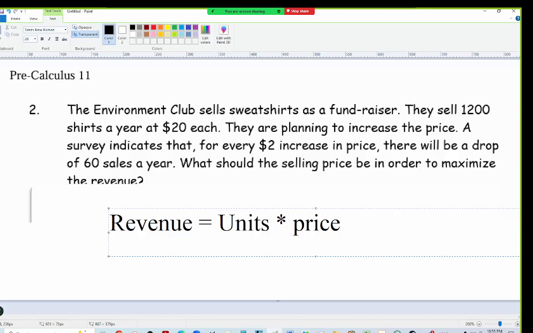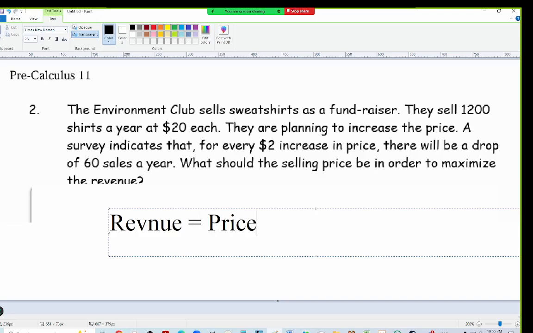Okay, so the price of the shirts is $20, and they sell 1,200. So I'm just going to cut to the chase for you. They make $24,000 at that price and selling that many, but they suspect they can do better. So what do I do to the price?